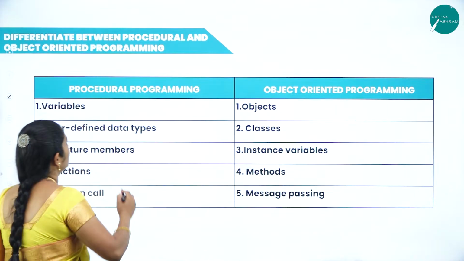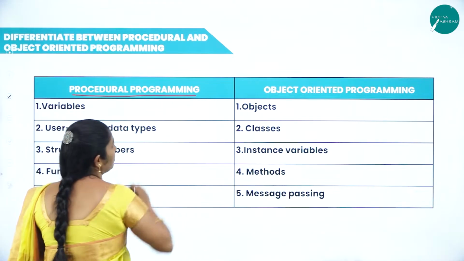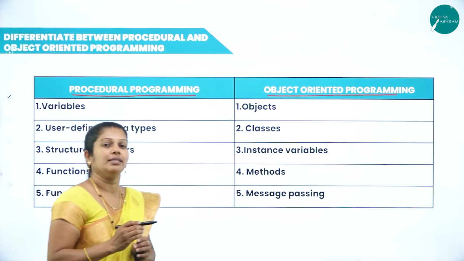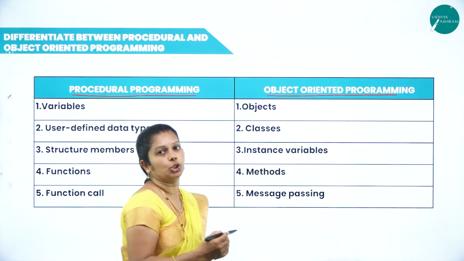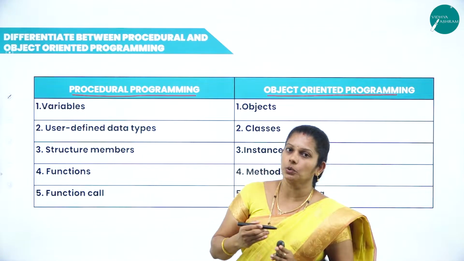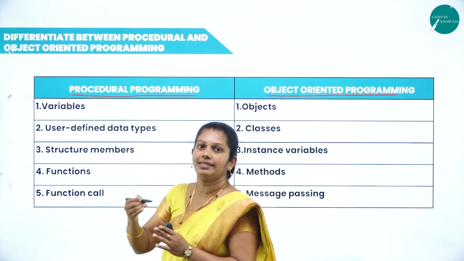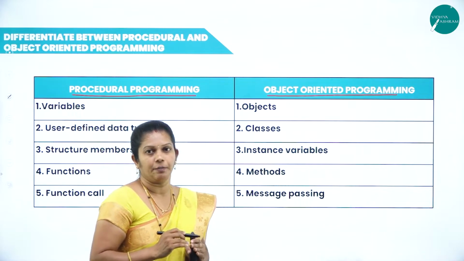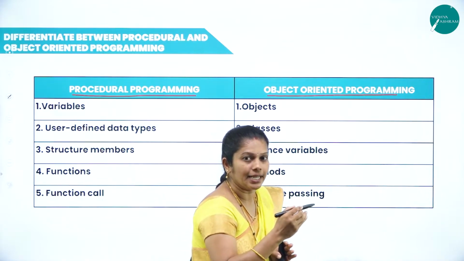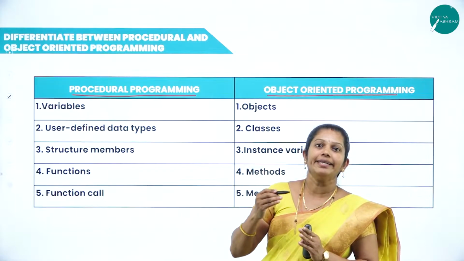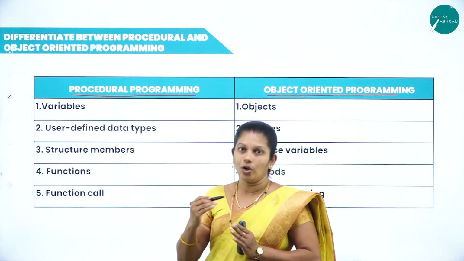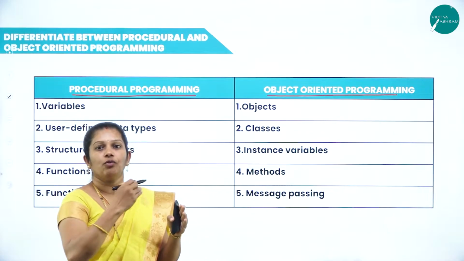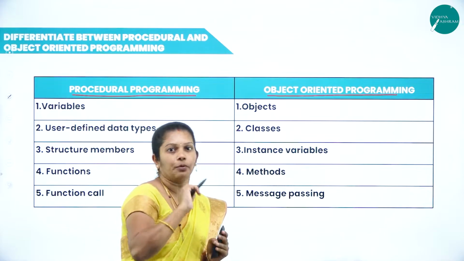First, we'll discuss the difference between procedural programming and object-oriented programming. What do you mean by procedural as well as object-oriented programming? This is a very important question because usually they will ask the difference between procedural and object-oriented programming. In procedural programming, the name itself suggests procedure. It mainly depends on the procedure. Whatever procedure we are given, only on that procedure it will follow. It mainly concentrates on procedure.